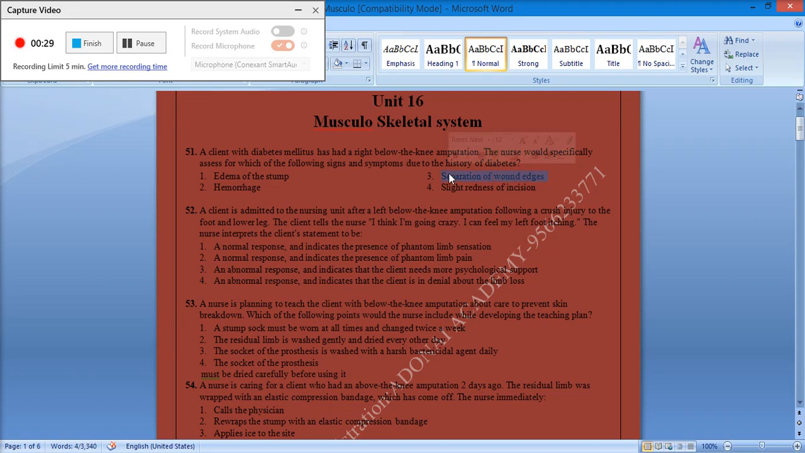52. A client is admitted to the nursing unit after below the knee amputation following crush injury to the foot and lower leg. The client tells the nurse, "I think I am going crazy. I can feel my left foot itching." The nurse interprets that the client's statement is 1. A normal response and indicates the presence of phantom limb sensation. 2. A normal response and indicates the presence of phantom limb pain. 3. An abnormal response and indicates that the client needs more psychological support. 4. An abnormal response and indicates that the client is grieving about the limb loss.